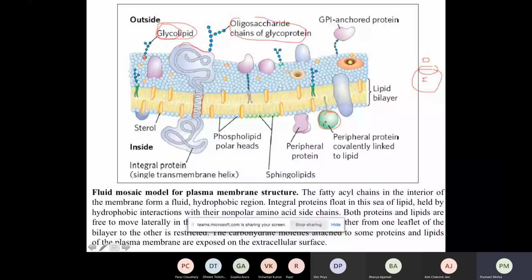So you have the peripheral proteins. If I look at all the lipids, what are the lipids? Let us talk about the lipid. You have a phospholipid. This one is a phospholipid. This one is a glycolipid. Any other?